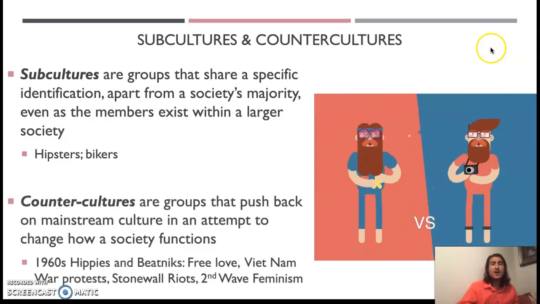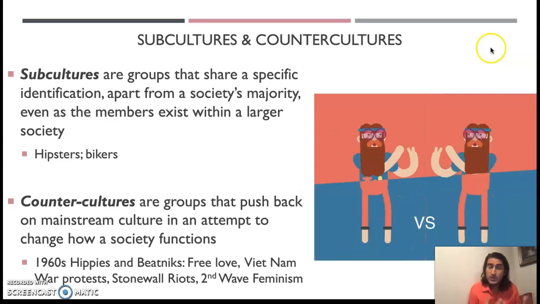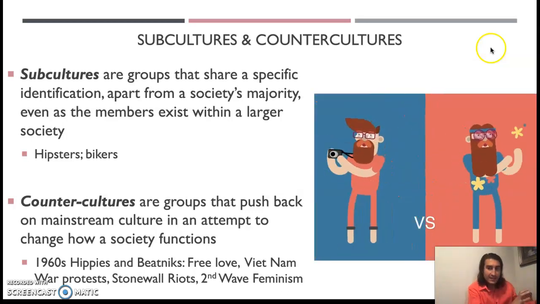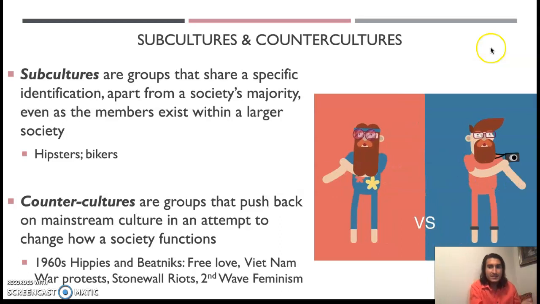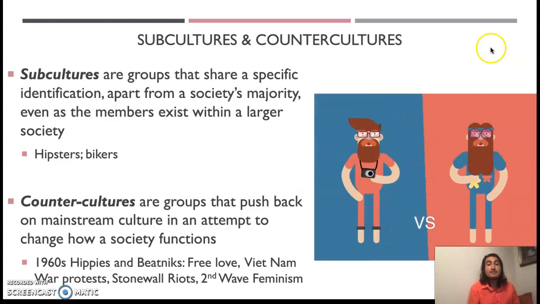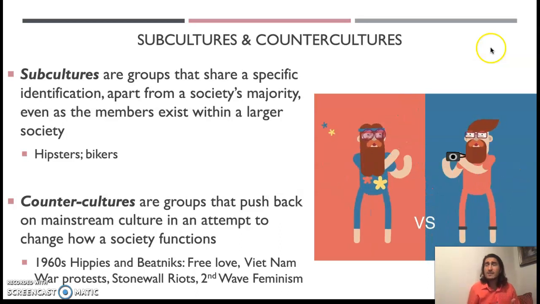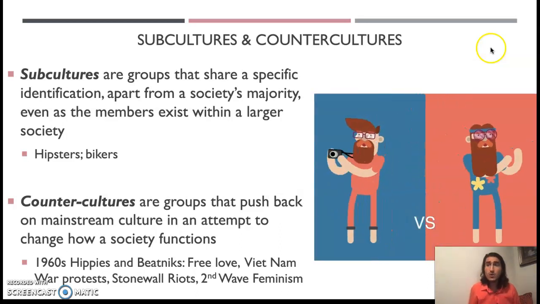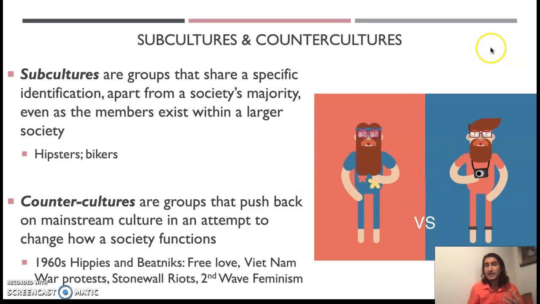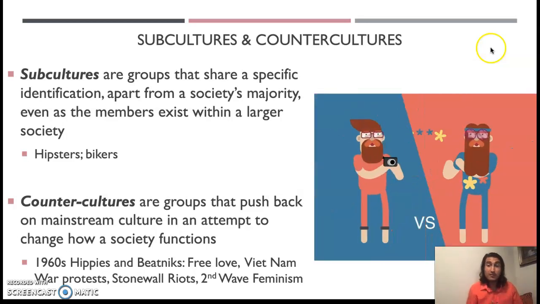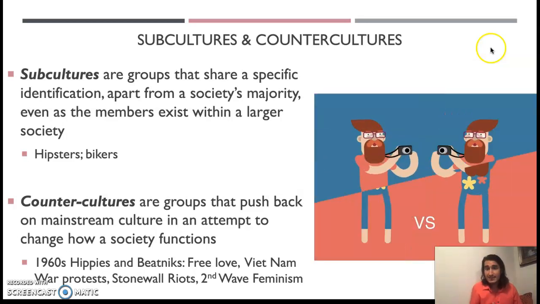Countercultures, on the other hand, are groups or subcultures that often push back against the mainstream culture or mainstream society in an attempt to change how a society functions. So countercultures are oftentimes a lot more politically driven or socially driven, driven to create some form of catalyst of social change within a society.